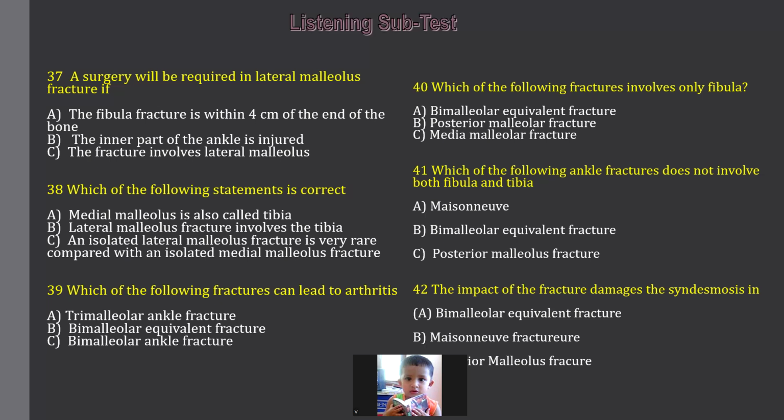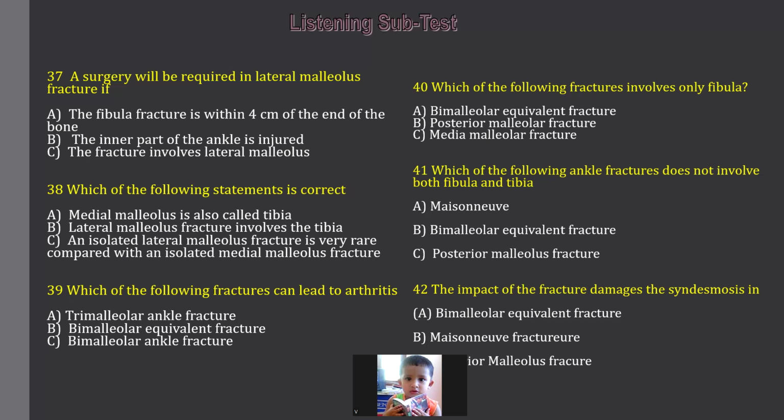Although a bimalleolar equivalent fracture involves only the fibula, there is also a tear of the ligaments on the inner side of the ankle, resulting in instability of the ankle joint. Therefore, surgery is essential. Trimalleolar fracture involves both the fibula and tibia like a bimalleolar ankle fracture. However, the bone in the back of the tibia, called the posterior malleolus, is also fractured. At times, if a large fragment of bone is fractured, surgery is inevitable.